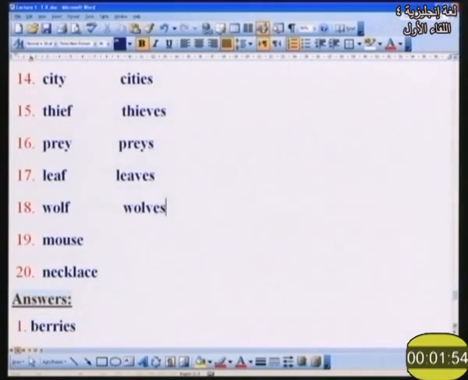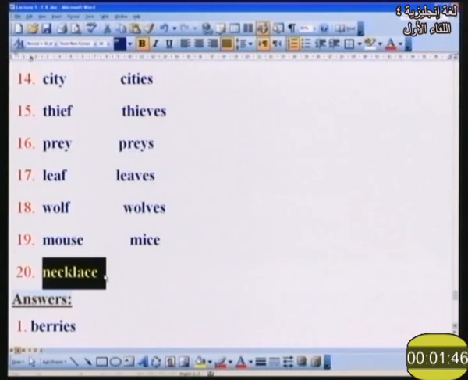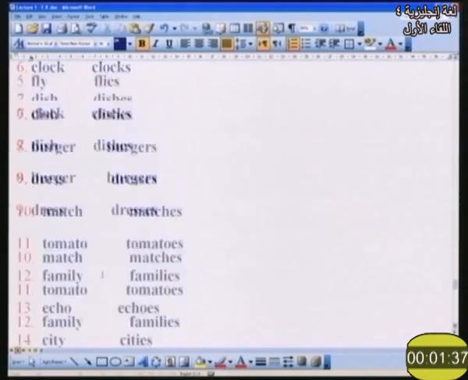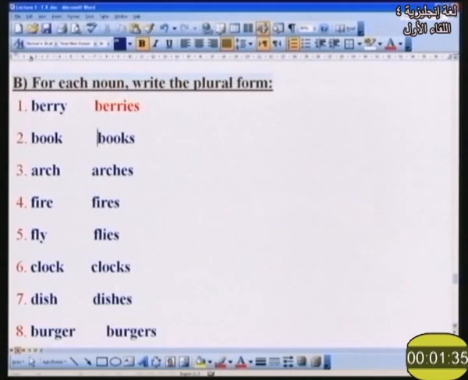And then we change mouse. We don't add an S, we change it in the middle. It becomes mice. The last word we have is necklace. Necklace اللي هو عقد. We just add an S because it ends with an E. Okay, this applies the rules that we have.